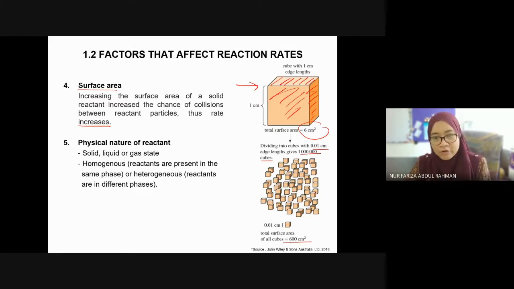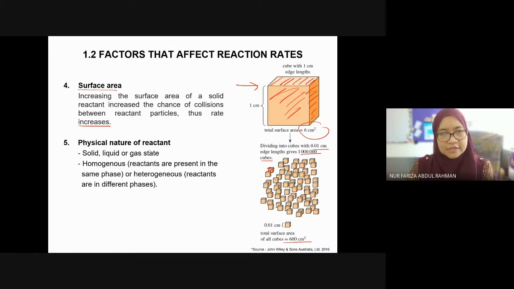But bila you cut open, you cut into smaller pieces, so all of the yang kecil-kecil ni they are all now exposed. Those are all surface area where the collision can take place. So the surface area is more now, so that's why, by increasing the surface area, the rate will increase.